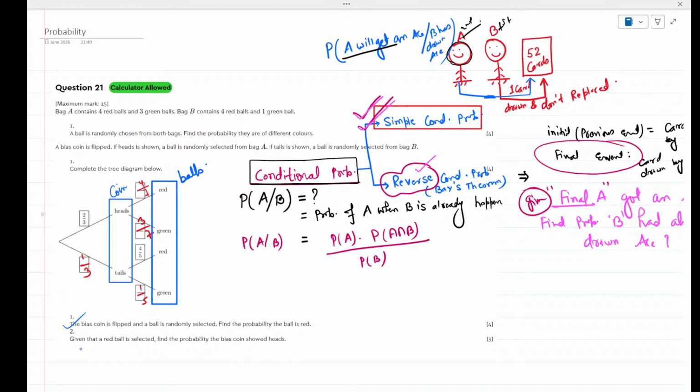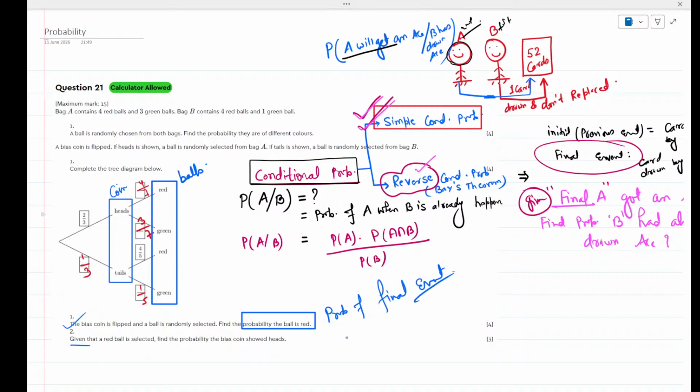The second one. Given that, what's given? The biased coin is flipped and the ball is randomly selected. Find the probability that the ball is red. So you have to find the probability of the final event or the previous event? Final event. So we have to find the probability of the final event. Which theory will be applicable here? The first one, the simple conditional probability.